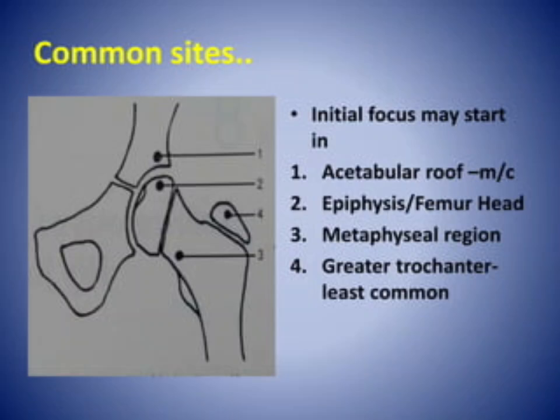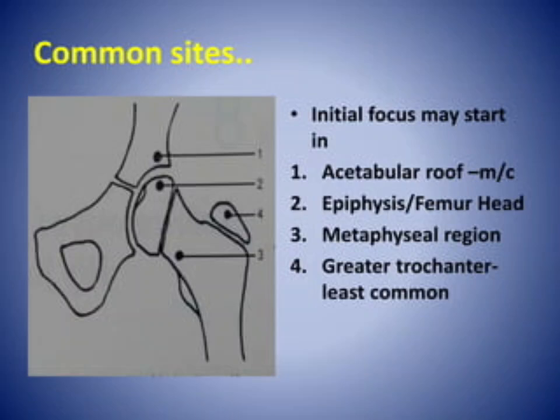Coming to the stages, there are three stages. The stage of synovitis, second is the stage of arthritis, third is the stage of erosion. In stage 1, the stage of synovitis, there is effusion in the joint space. The capsule is distended. The hip joint tries to occupy the position of ease, so it goes into flexion, abduction, and external rotation. You will find an apparent lengthening of the limb in this stage.